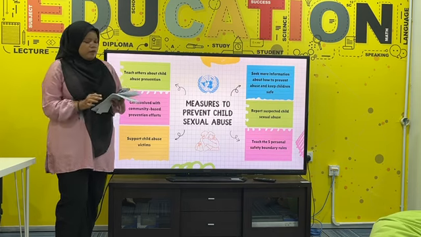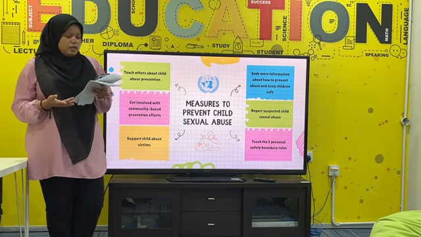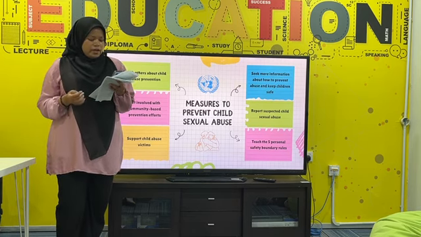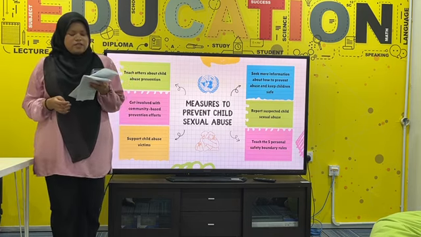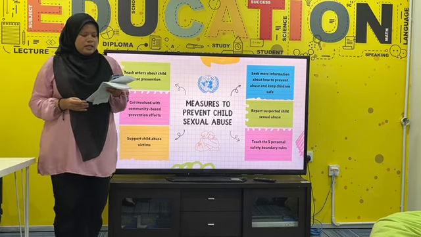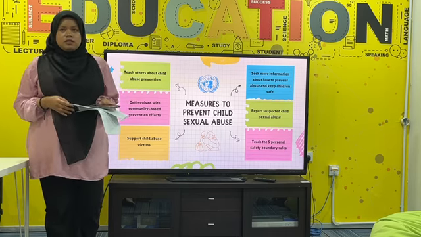For example, a family member observes suspicious behavior in another family member towards a child, such as inappropriate comments or excessive physical contact. Concerned for the child's safety, the family member decides to report their suspicion to the authorities to investigate the situation.